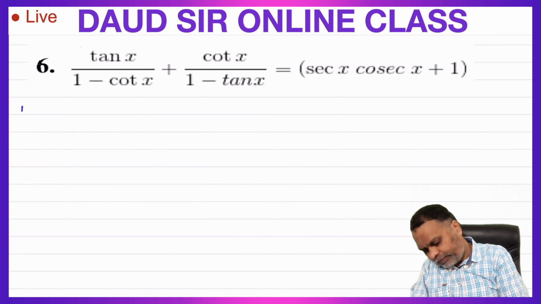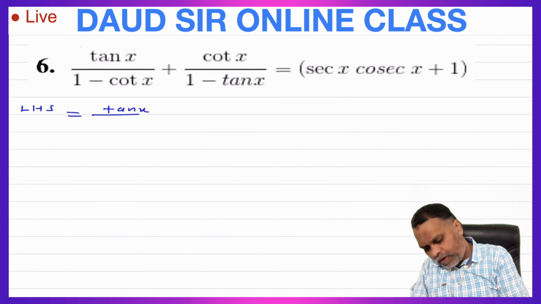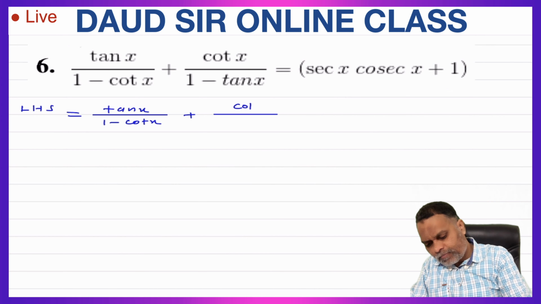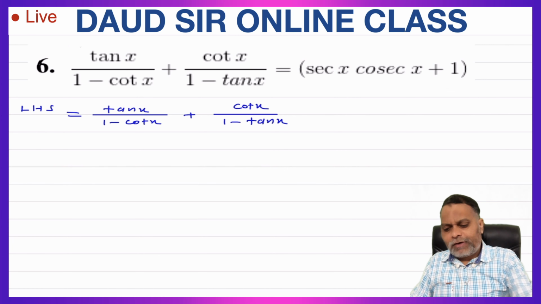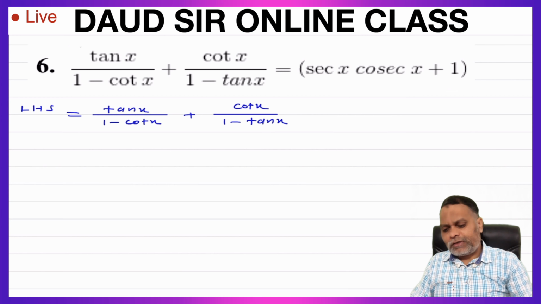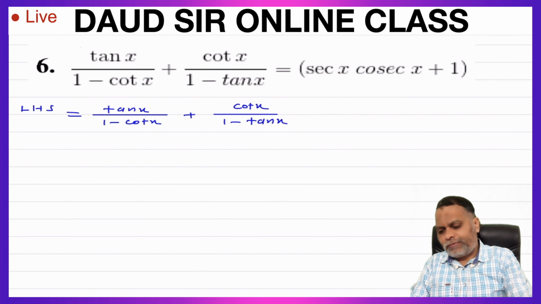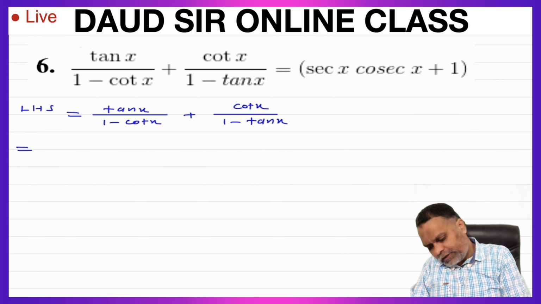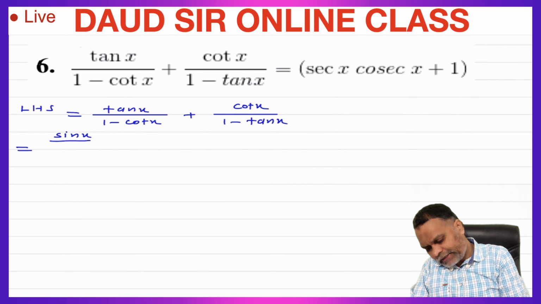So taking left hand side, is equal to tan x upon 1 minus cot x plus cot x upon 1 minus tan x. We have to prove this equal to sec x into cosec x plus 1. So convert this tan and cot into sin cos first. Tan x can be written sin x upon cos x upon 1 minus this cot x can be written cos x upon sin x.